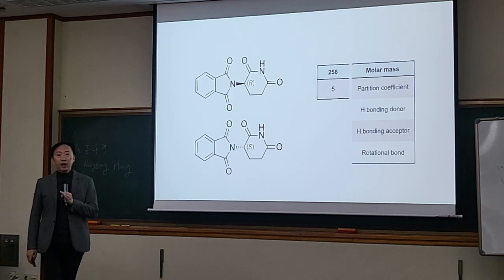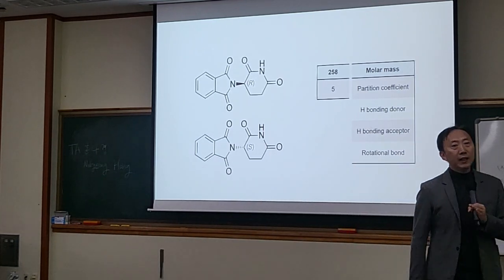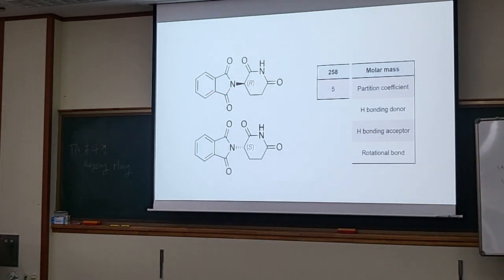Okay, next molecule. Thalidomide. Let's use only one of them. Molecular weight 258. A little bigger, still less than 500, that's okay. And the partition coefficient is kind of at the upper limit, but still that's okay. Up to 5, usually it's okay.